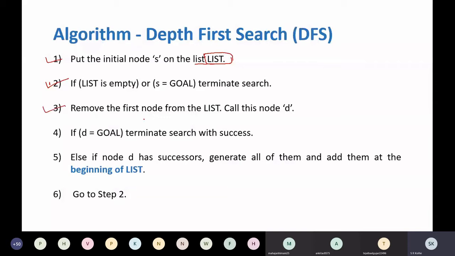Third step, remove the first node from the list and call this node D. So let us understand that in graphical form. Suppose starting node S, there is a list.